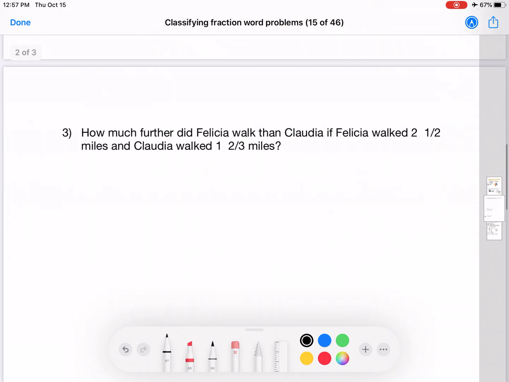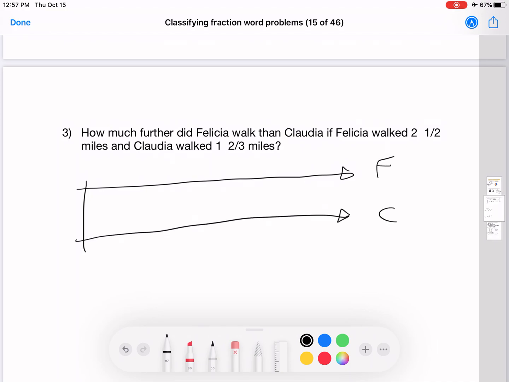Here's another one. It says, how much further did Felicia walk than Claudia if Felicia walked 2.5 miles and Claudia walked 1 2/3 miles? So this could be Felicia. This could be Claudia. It says Claudia walked to here. Felicia walked to here. And I want to know how much further from one to the other. This is a compare problem where the difference between them is unknown. It is a compare difference unknown.